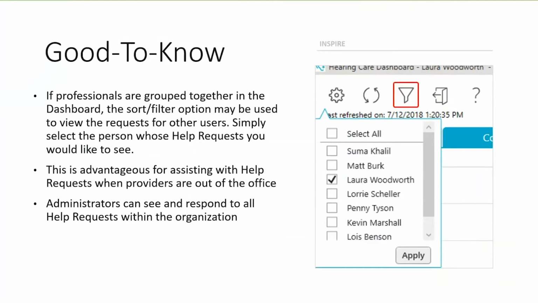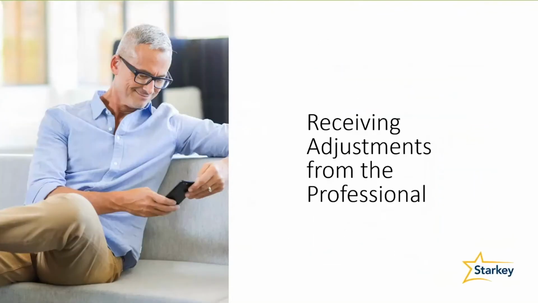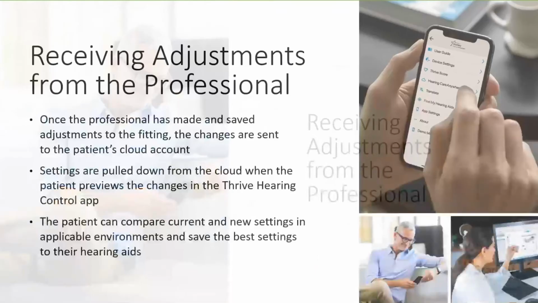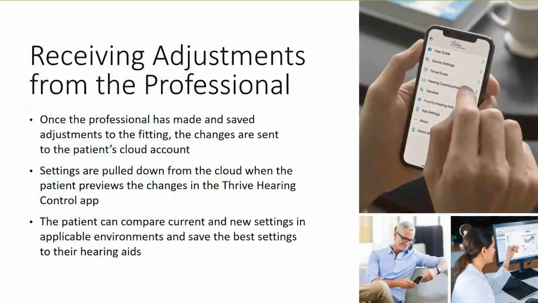Now that you've responded to the patient's request, it's time to go over how they will receive that adjustment from you through their Thrive mobile app. So it's sent through the cloud once you've made those changes, and then the patient will open up their Thrive mobile app and they can take a look at or listen to the current settings and compare them to the new changes that you sent through remotely.